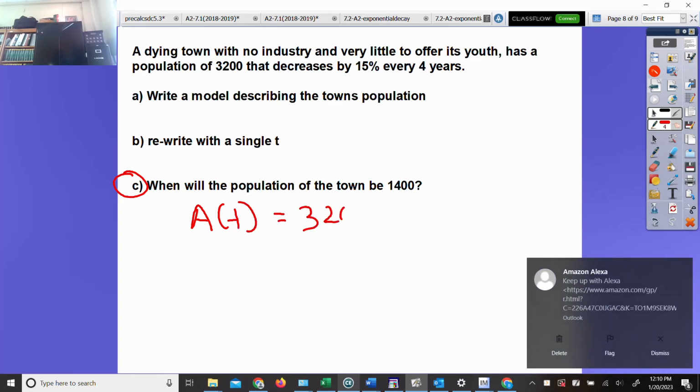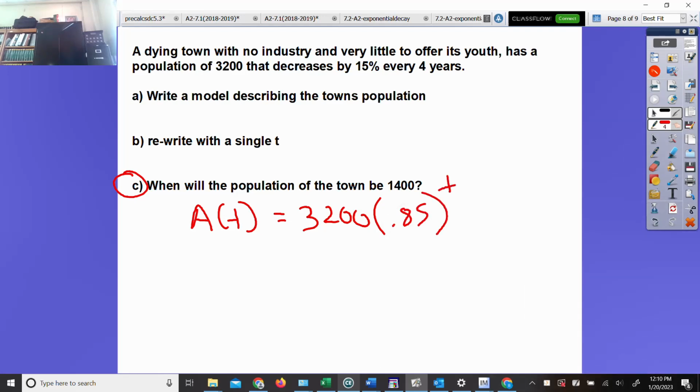Initial population is 3,200. 1 minus 0.15 is 0.85. The exponent's t over 4. Anybody got any issues with the equation that was written? I hope it makes sense. I want to know when the population is going to be 1,400, so what piece gets replaced with 1,400? Thanks to t. And I do want to go through the calculator one more time, because we don't always look up, do we? Nope. What you're doing here is trying to look into the future of the past.